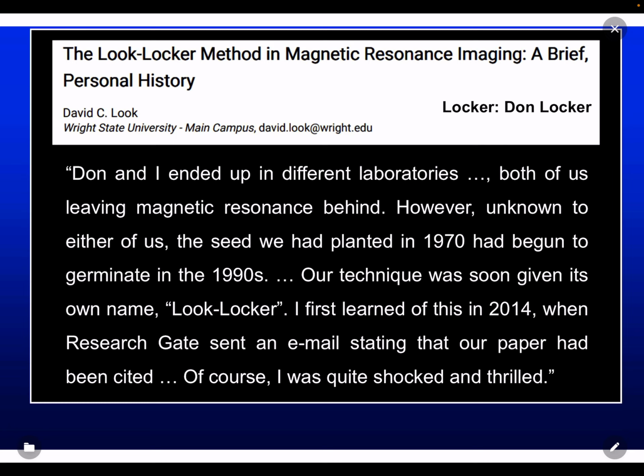I first learned of this in 2014 when ResearchGate sent an email stating that our paper had been cited many times. Of course, I was quite shocked and thrilled. It is interesting, right? Dr. Look didn't even know their method had its own name, the Look-Locker.